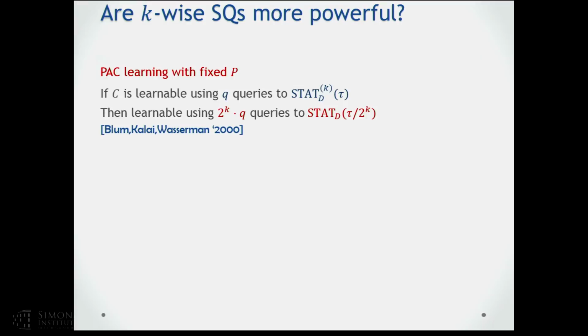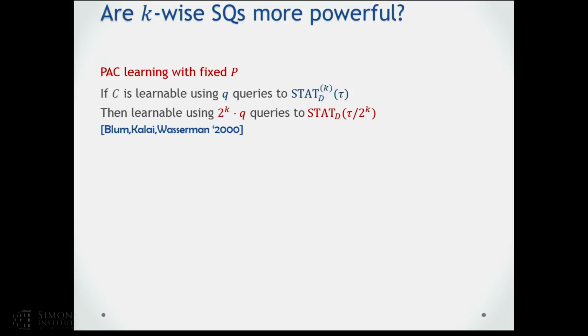And it's a natural question. In fact, it has been asked already back in 2000 by Blum, Kalai and Wasserman. And they considered this question in the context of PAC learning, where the distribution over the domain of functions is fixed to some distribution p. And in this context, they showed that k-wise queries can increase the power of the model by a factor of at most 2^k, both in the number of queries and the tolerance.